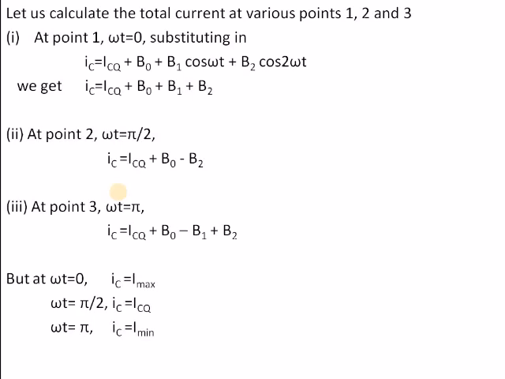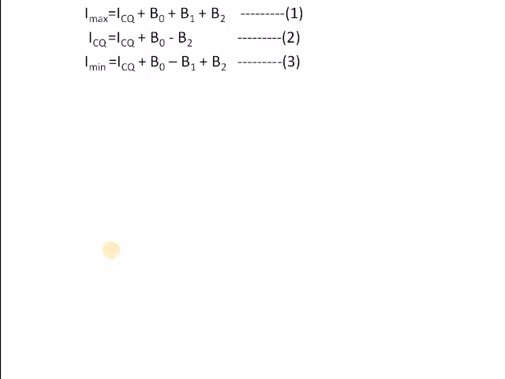The same thing is written here. At omega t equal to 0 it is IC maximum, at pi by 2 it is ICQ, and at pi it is IC minimum. And these values are substituted in the above equations. We can rewrite the equations like I maximum is equal to ICQ plus B0 plus B1 plus B2. That is equation number 1. And ICQ is equal to ICQ plus B0 minus B2. And at omega t is equal to pi, I minimum is equal to ICQ plus B0 minus B1 plus B2.